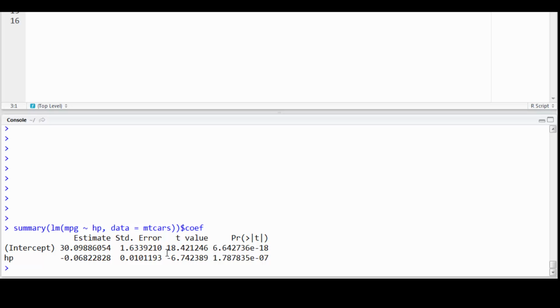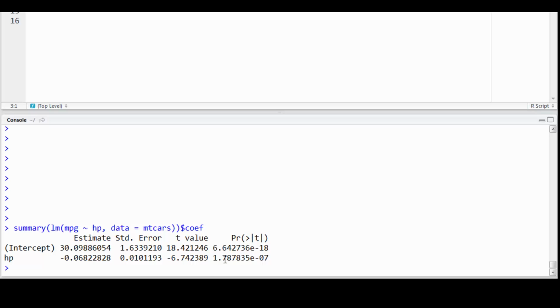Our estimate is about -0.07. So that means that for every 1 unit increase in horsepower, we get about a 0.07 decrease in miles per gallon. This makes sense, as the higher horsepower cars are going to be the cars with the bigger engines that tend to get worse miles per gallon. So the sign of our regression model does actually make sense.